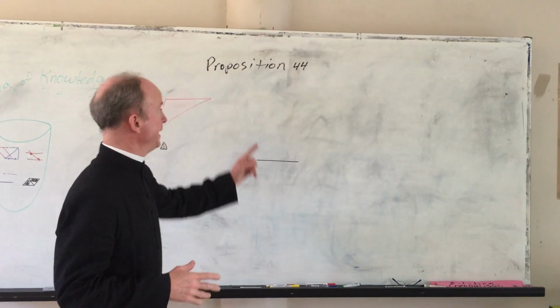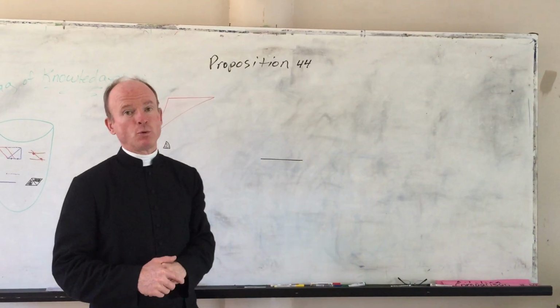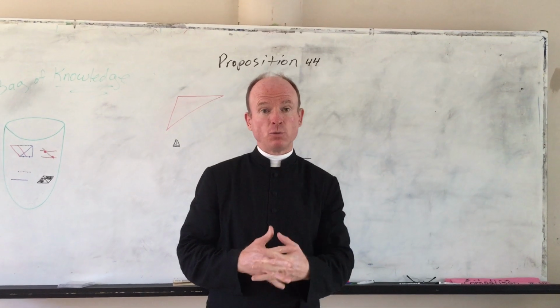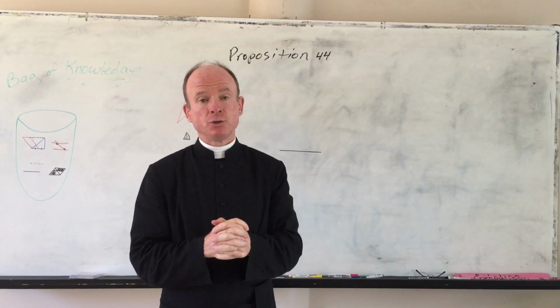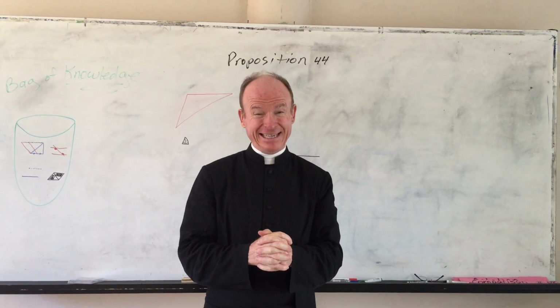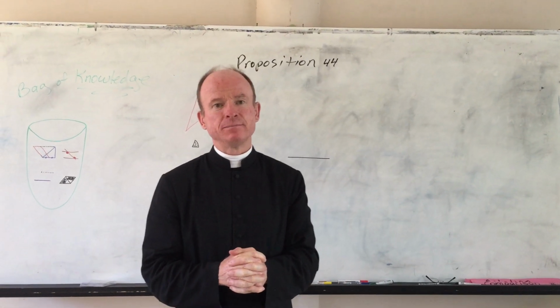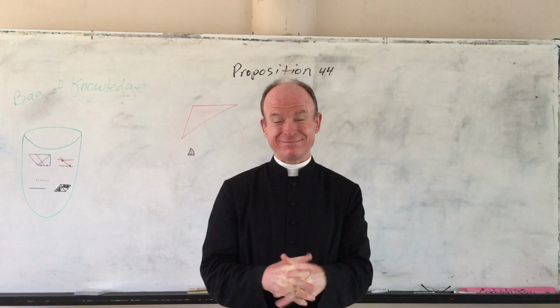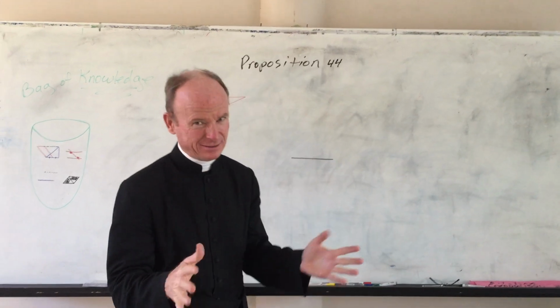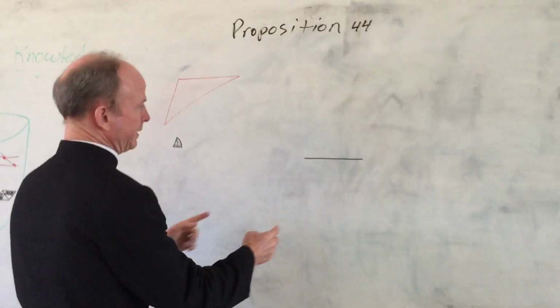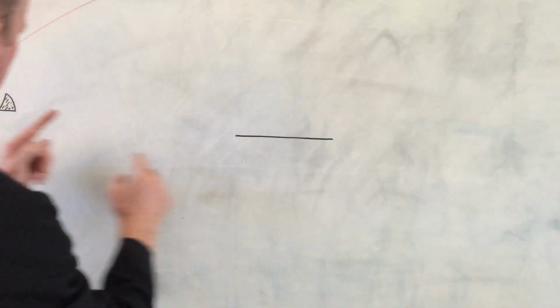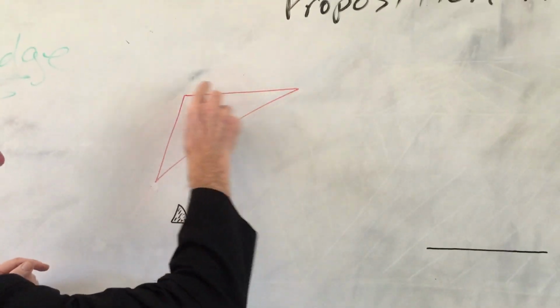Hello, dear students. Today we have Proposition 44, Book 1, Proposition 44. To a given line, in a given angle, to construct a parallelogram equal to a given triangle. Sounds complicated. It's not really. Here's our given line, here's our given angle, and here's our given triangle.